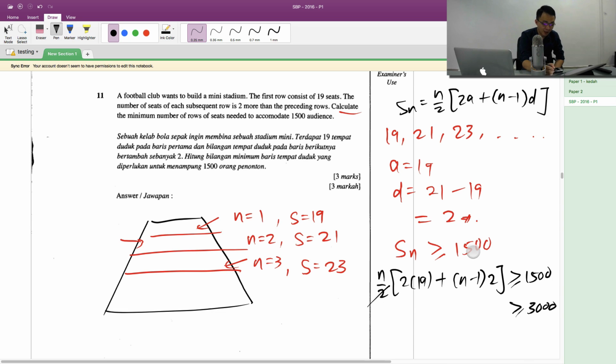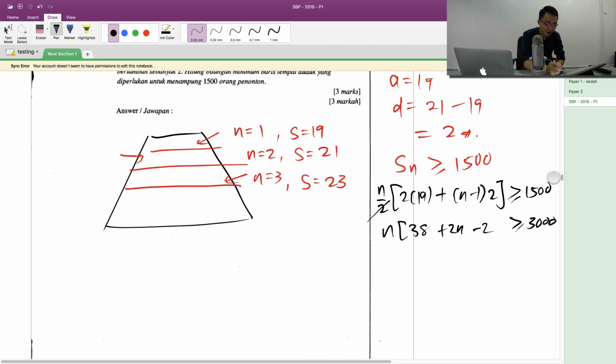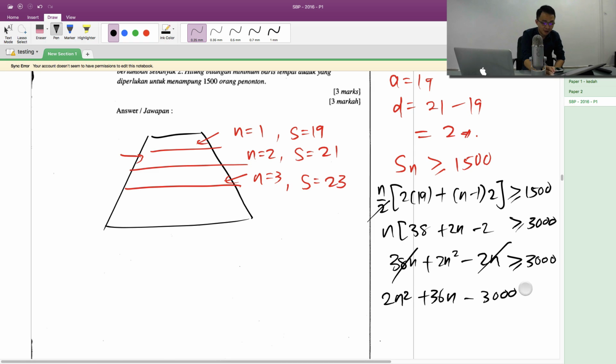Then I will multiply it, 38 plus 2n minus 2. Then what I do next is basically I multiply the n into it. So I will get 38n plus 2n squared minus 2n bigger or equals to 3000. Then 2n squared, this one I simplified, plus 36n minus 3000 bigger or equals to 0. Okay, this is quadratic. So when later you factorize, you must be very careful when this is quadratic.